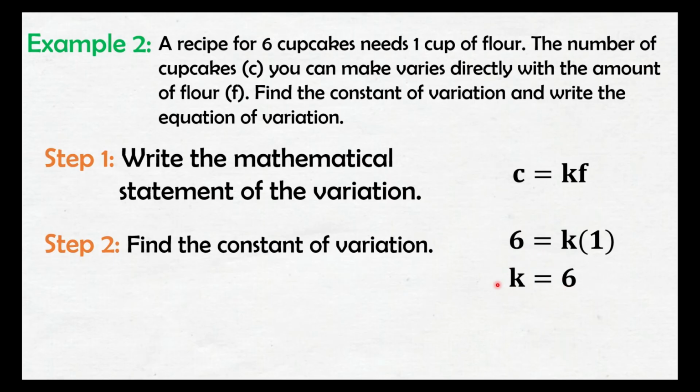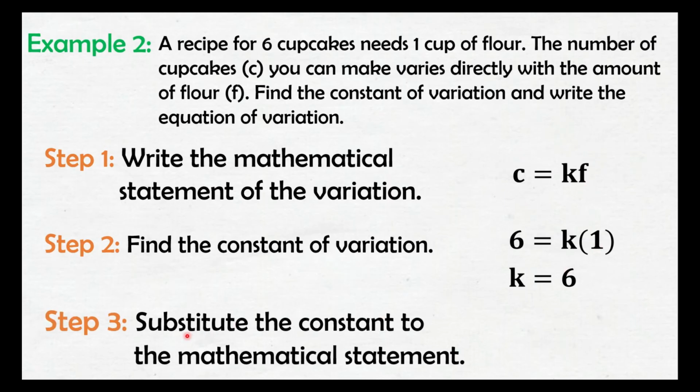Isa-substitute natin ngayon itong K dito sa mathematical statement natin. So, yun yung step 3 natin. Substitute the constant to the mathematical statement. So, magiging siyang C is equal to 6F. So, ito na yung pinaka-equation ng direct variation natin.